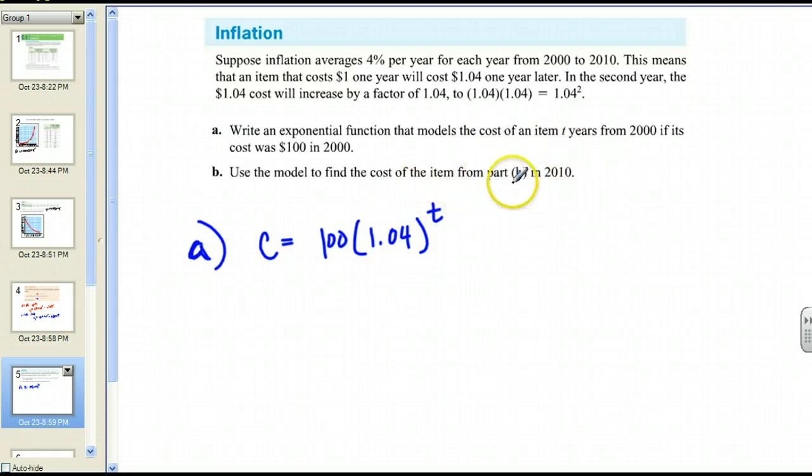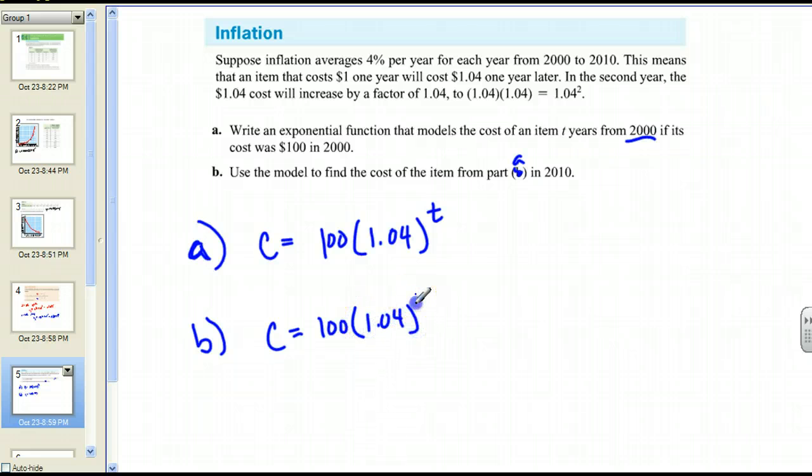Alright, and then use the model to find the cost of the item from part A in 2010. What does t represent? It is years from 2000, so we're going to put a 10 right there. So C is equal to $100 times 1.04 to the 10th power.